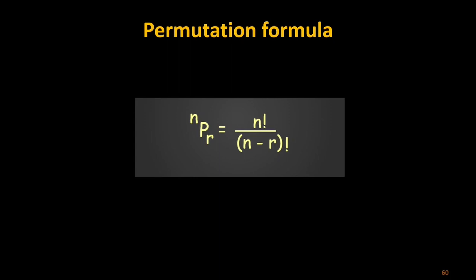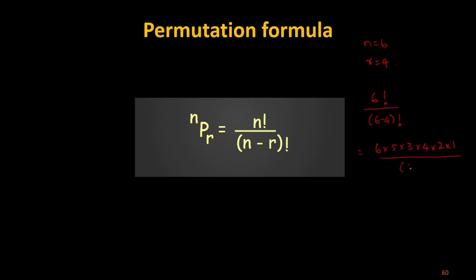So n factorial divided by (n minus r) factorial. In this case, if you take n equal to 6 and r equal to 4, what is the final output you are going to expect? It is going to be 6 factorial divided by (6 minus 4) factorial. If you want to expand it, it is going to be 6 into 5 into 4 into 3 into 2 into 1.